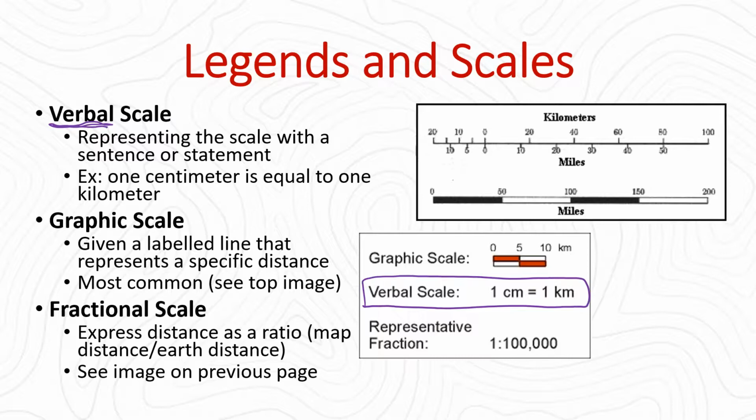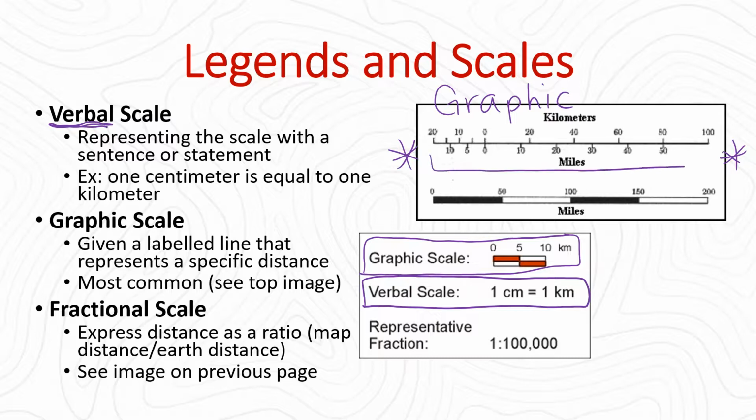The next type of scale is the graphic scale. So this is a labeled line that's going to represent a specific distance. These are also examples of graphic scales. So what I can do is I can take this measurement and hold it up against my map and know, oh, that is about 60 miles or it's 100 kilometers. I can hold this distance up and I know it's 200 miles on my map. This is going to be one of the most common scales that you will see on a map.